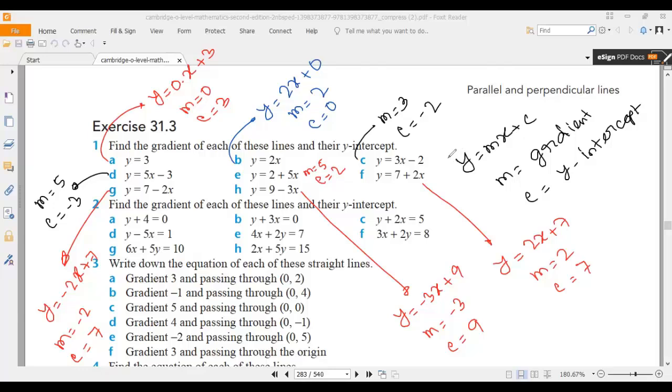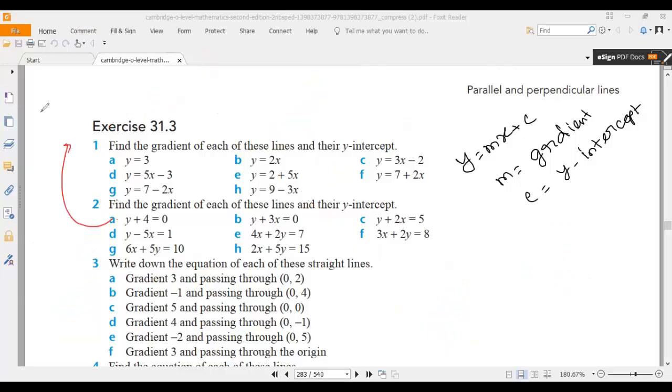Now, in the similar way, we will solve question number 2. That is very simple. Now, number A, y plus 4 equal to 0 also can be written as y equal to 0 into x minus 4. Okay, we are just rearranging this straight line in the form y equal to mx plus c. Then what will be the gradient m? That will be 0 and c, y-intercept will be minus 4.